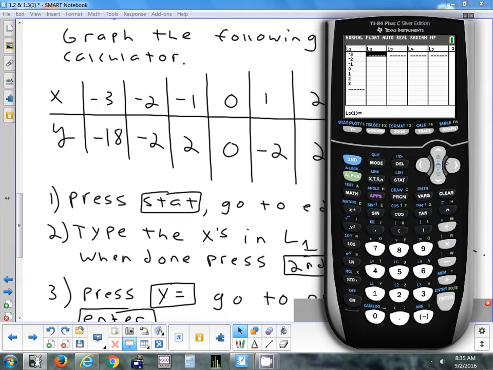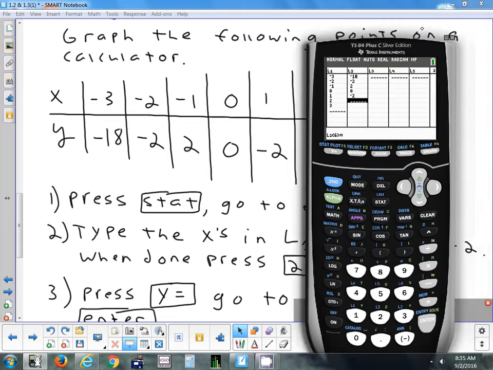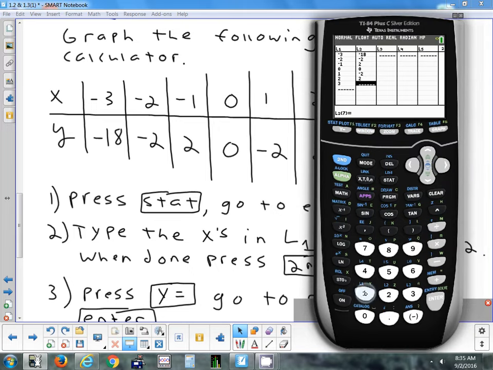And now type in your y values. Negative 18, negative 2, 2, 0. Am I okay so far? Yeah, negative 2, 2, and 18. Anybody have trouble getting all those typed in? All right, so once they're typed in, just press second quit, and you can get out of that screen.